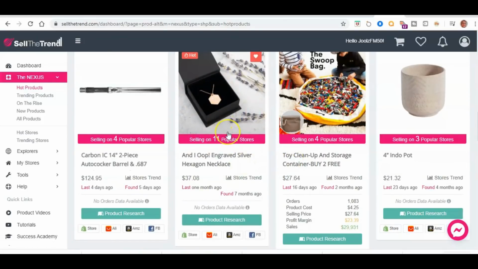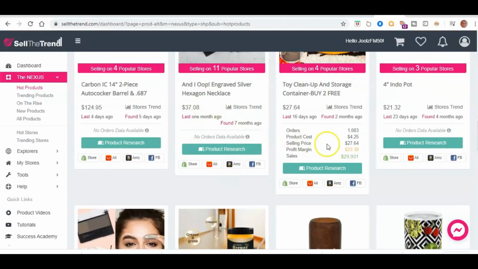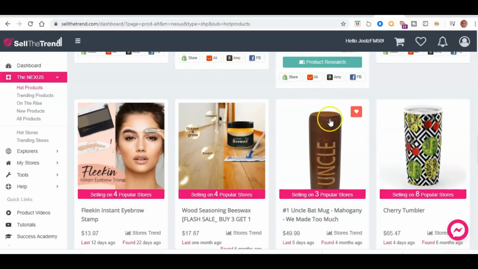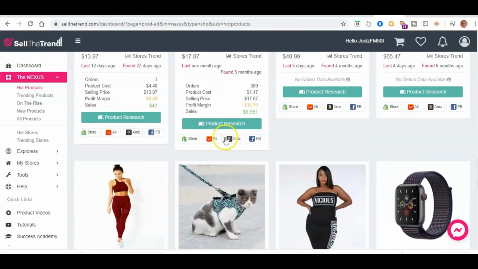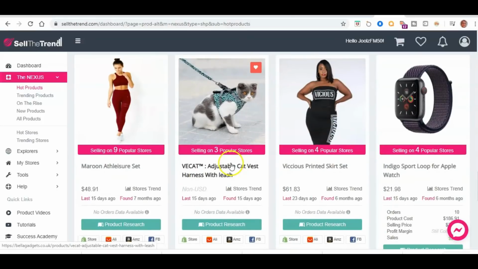You may find that you're very keen on the jewelry niche. This one is selling on 11 popular stores, and there's not a lot of order data available here. There's a toy cleanup and storage container, which might be quite useful if you're going in for home items and storage items. Beeswax and so on. So this is just looking at some hot products. If you're interested in the pet products niche, that's on 3 popular stores. Again, there isn't any data on that.